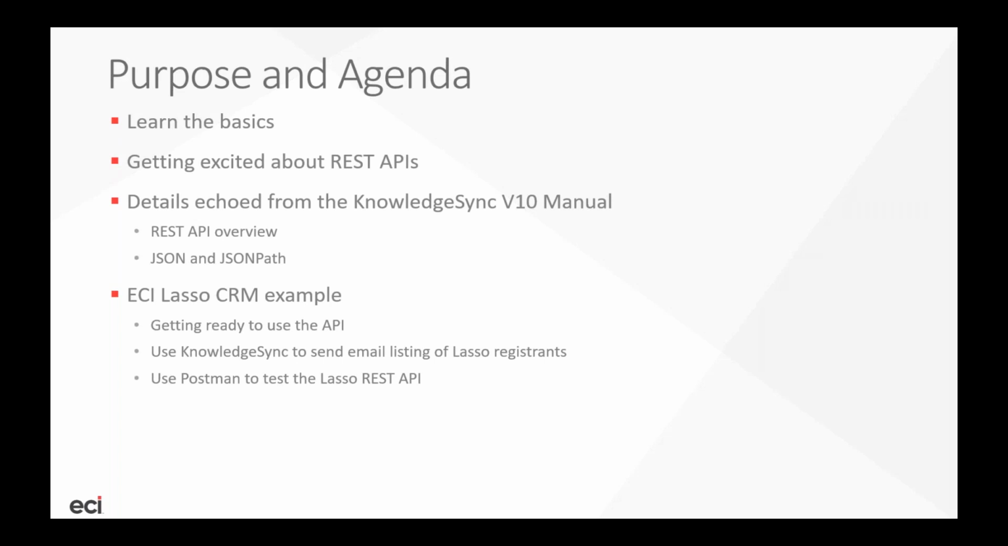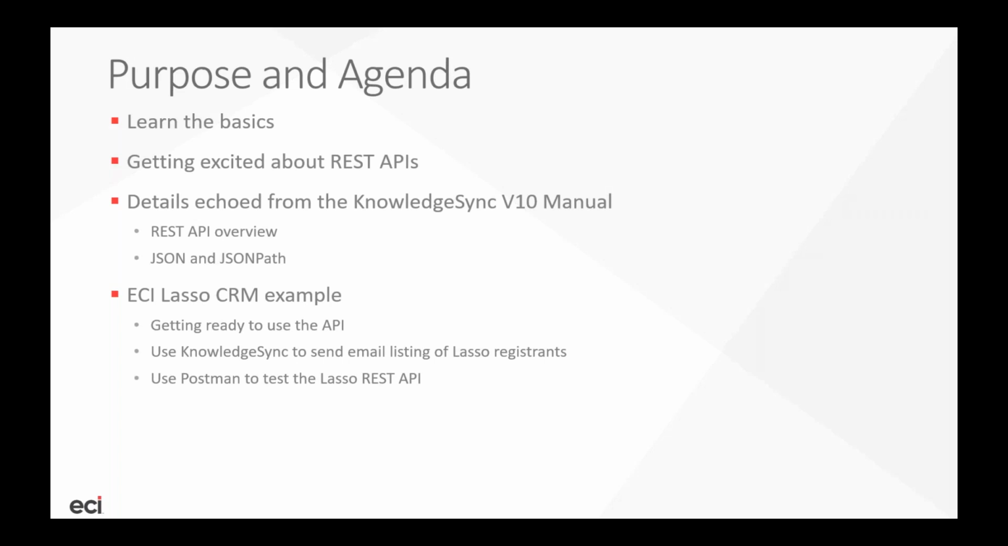And then also some of what, or a lot of what I'll discuss today is in the KnowledgeSync version 10 manual. And so I didn't copy paste exactly, but it is in a lot of cases verbatim for what's in the manual, but I've abbreviated it here and will rely more on explaining and showing than just a description in text. And what we'll look at that is in the manual is what is a REST API at a high level, as well as what is JSON and JSON path.